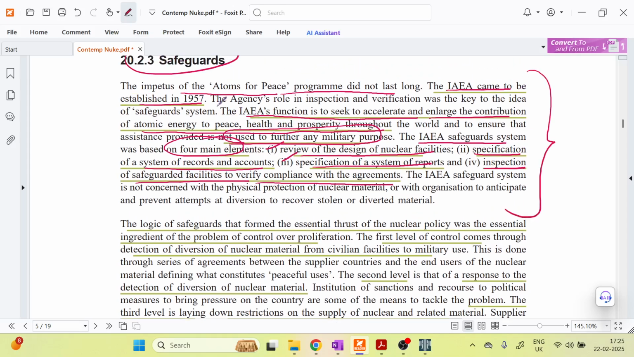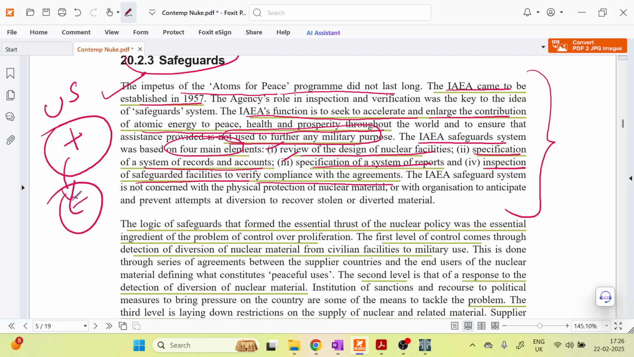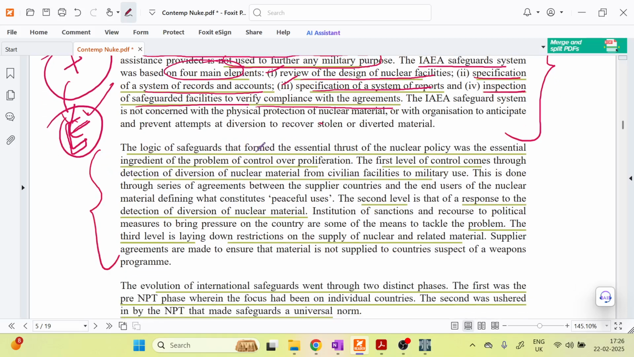Now the meaning of this passage is that the same agency was established in 1957 for civilian use of this nuclear technology, which would be contributed by the USA and many such powers, and this contribution of fissile material would be used for energy generation. The regulator, which would look after whether this fissile material, this technology, is used for the said purpose, was established, and its functions are these: it would review all such nuclear facilities. It would look at whether the facilities are for civilian purpose or whether they are developing weapons in disguise. The logic of safeguards that formed the essential thrust of nuclear policy was the essential ingredient of problems of control over proliferation. The first level of control comes through detection of diversion of nuclear material from civilian facilities to military use.